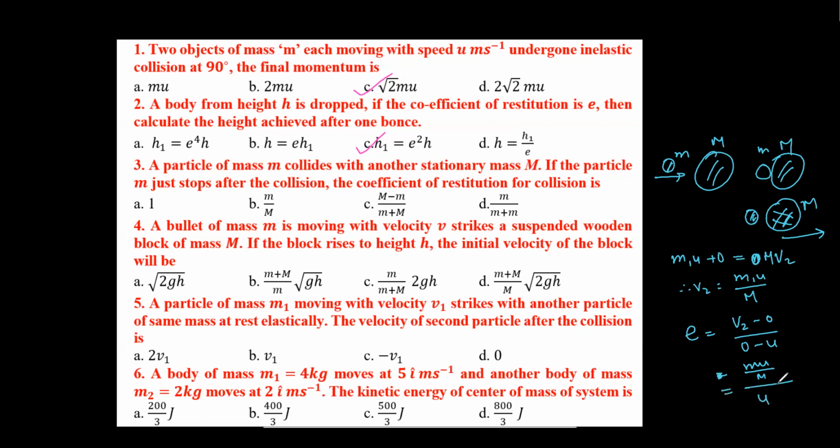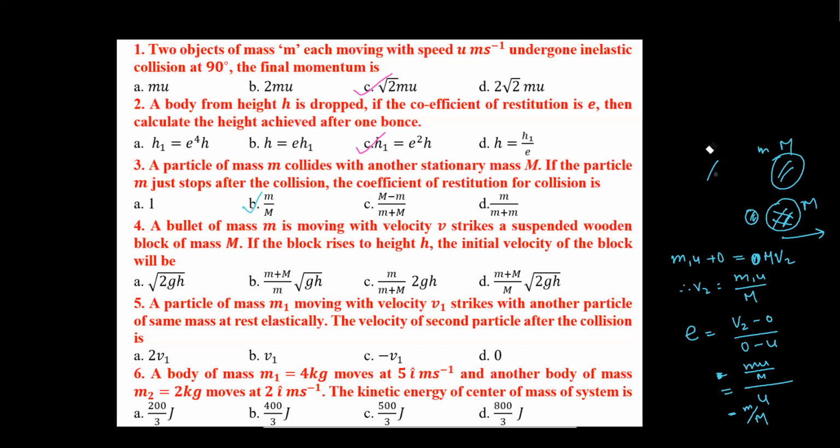So this simply gives us the magnitude of m by M. So the final answer is going to be small m by capital M. This is how we can solve this question. Let us move on to question number 4.